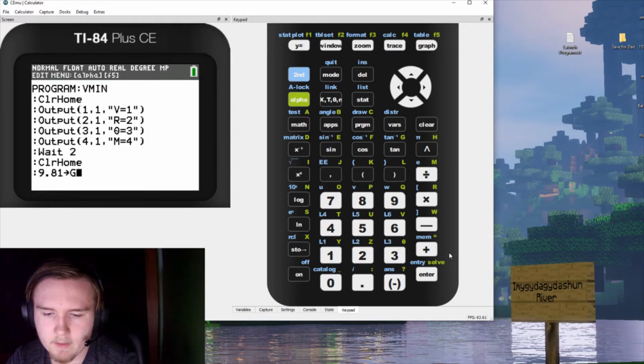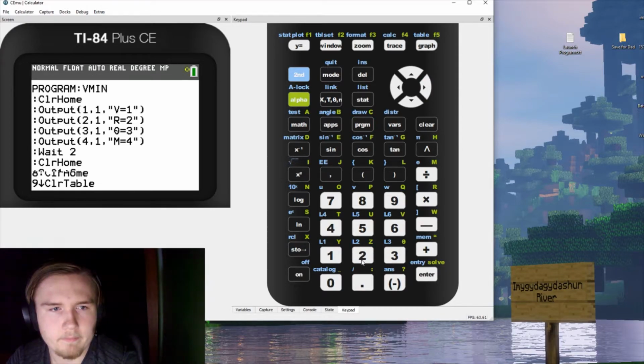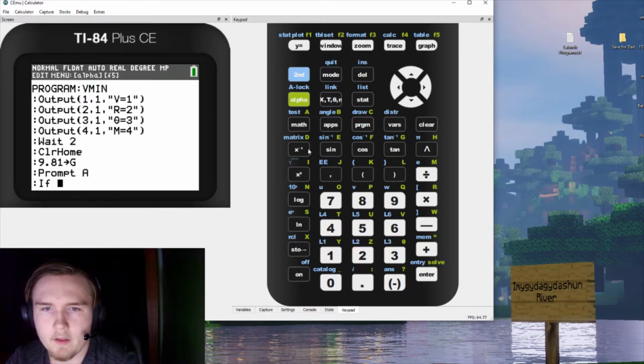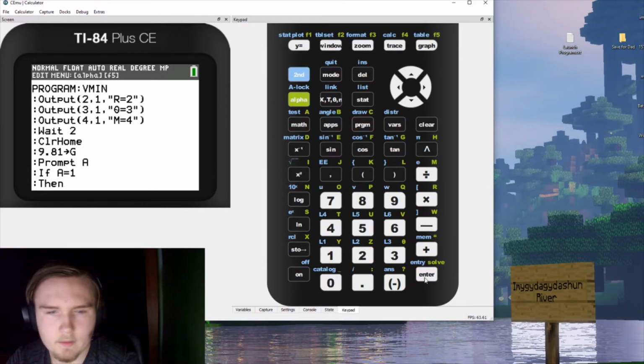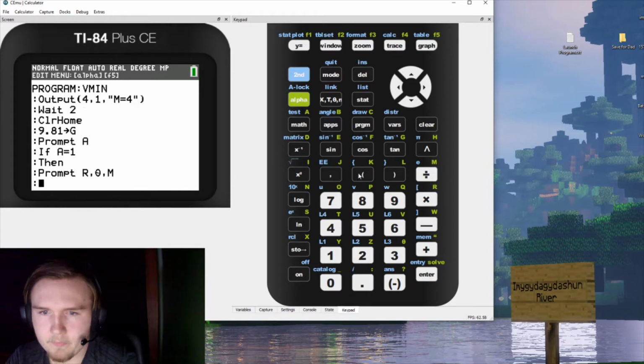Just scroll down on my calculator here. And now for our first prompt, you're going to prompt A. And then we're really into it. Okay. If A equals 1, then prompt R, theta, M. Program, input, output, clear your home.